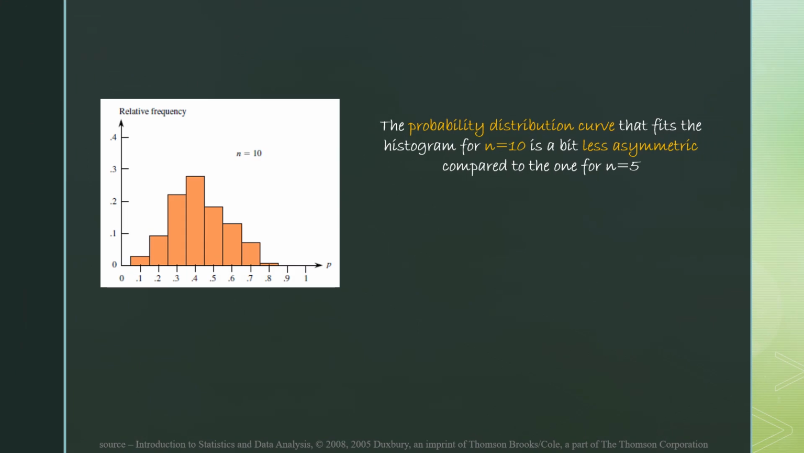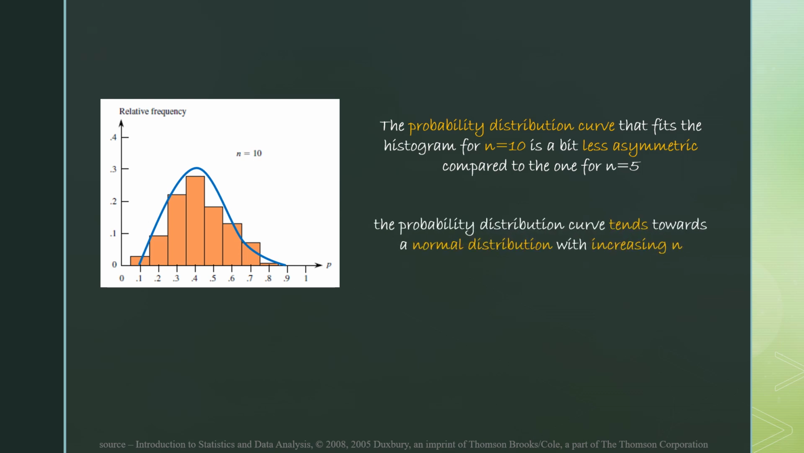The probability distribution curve that fits the histogram for n equals 10 is a bit less asymmetric compared to the one for n equals 5. In fact, the probability distribution curve tends towards a normal distribution with increasing n. However, the mean value of the distribution remains the same value that equals pi, which is 0.42.